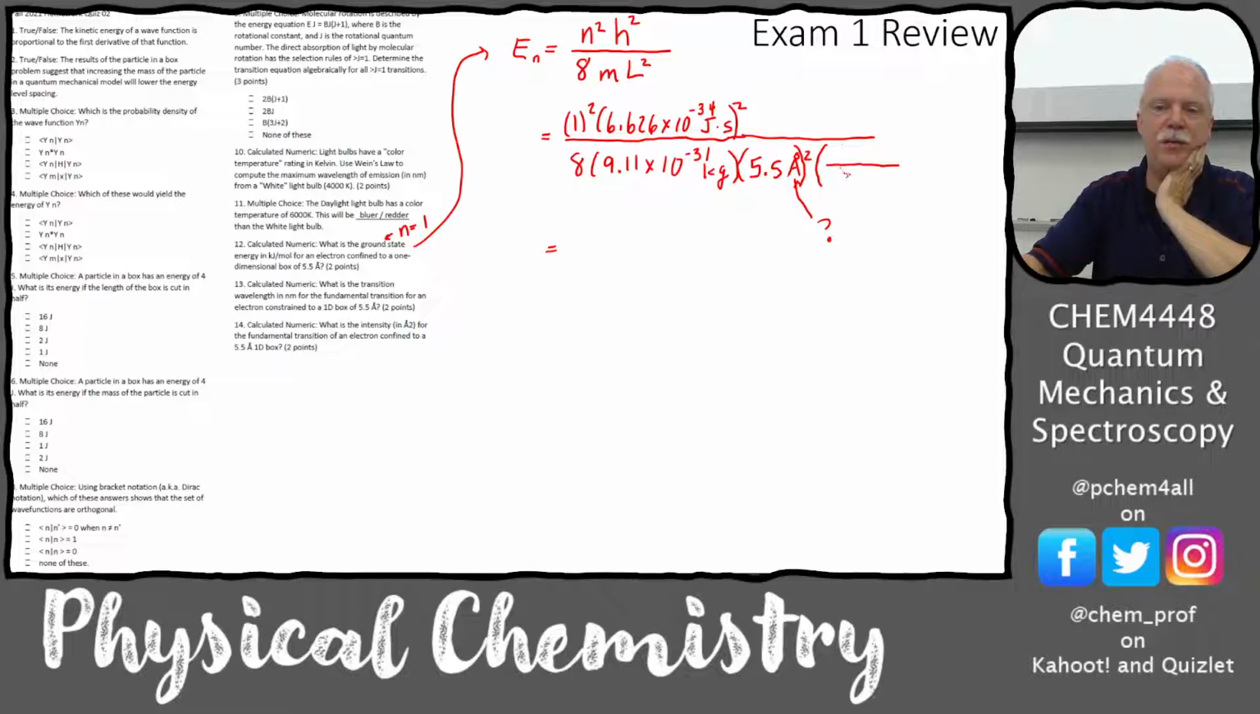So 1 angstrom is how many meters? 10 to the minus 10. But we have angstrom squared, so we have to square this whole thing. So we're going to end up with 10 to the minus 20.